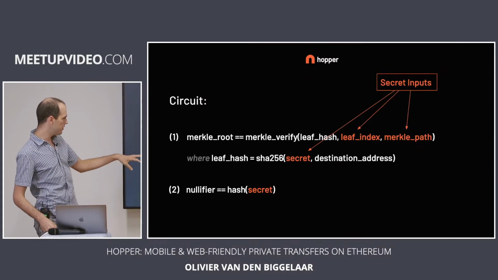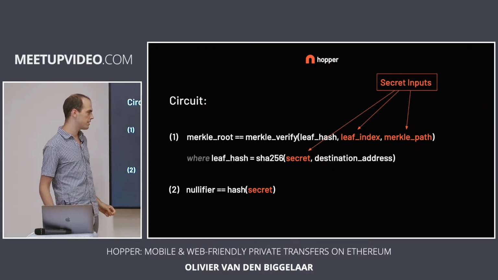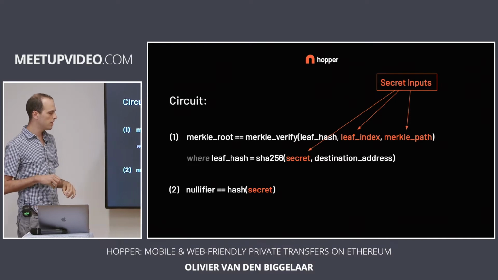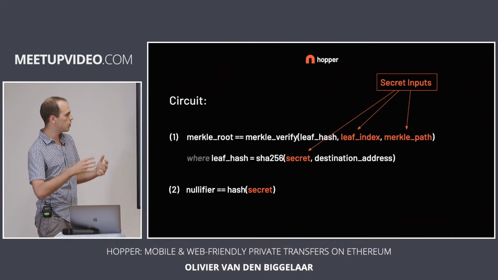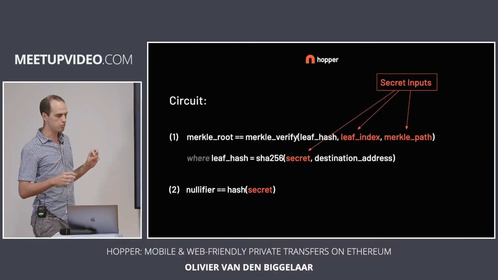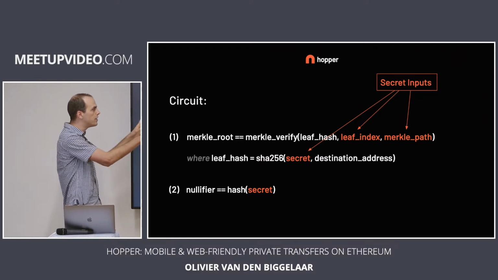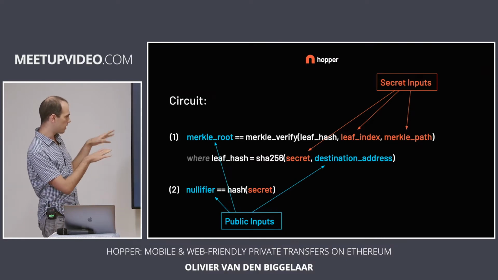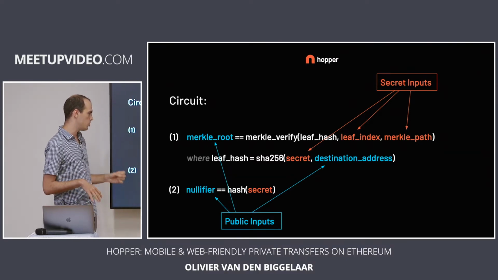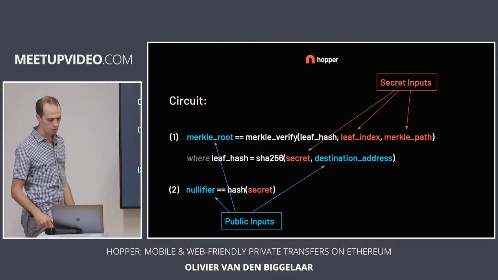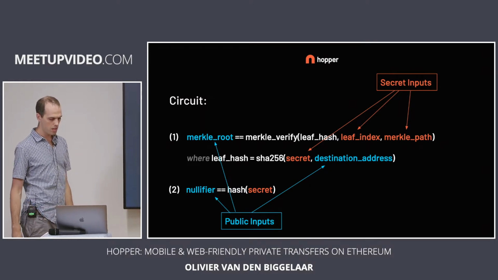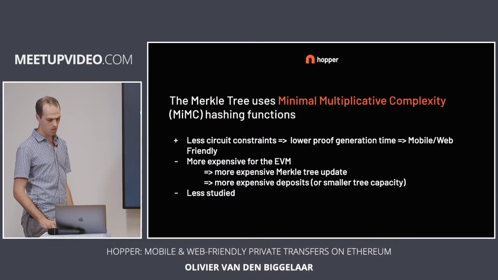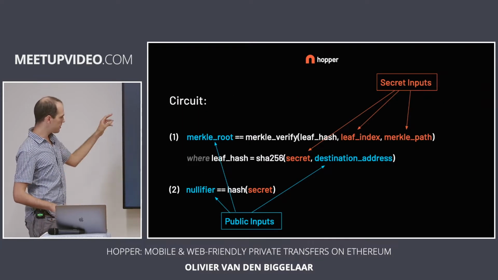Obviously the secret and the exact leaf that you're withdrawing from are secret inputs, so they won't be sent or visible on chain. The proof proves that you know these secrets, but will not share them. And then the other variables are public inputs, which are the destination address and nullifier you provide at the moment of withdrawing your deposit, and then the Merkle root is known publicly by the contract.